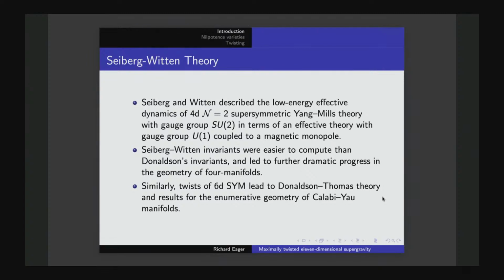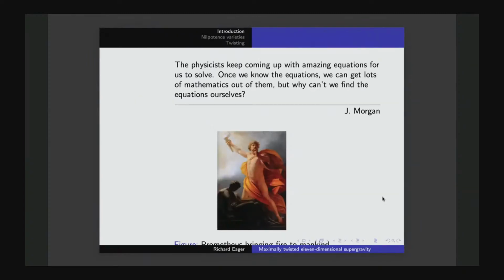So a nice quote is that the physicists keep coming up with amazing equations for us to solve, us being mathematicians. Once we know the equations, we can get lots of mathematics out of them, but why can't we find the equations ourselves? So part of this talk might be considered a cookbook for mathematicians to come up with beautiful equations in mathematical physics coming from the pure spinor formalism.